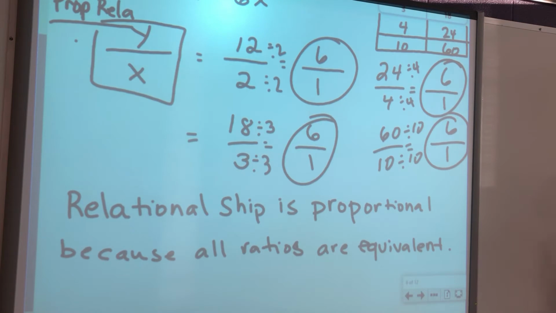So we know proportional relationships all have equivalent ratios. If someone were to ask you to explain why this is proportional, you know exactly what to write, correct? And you know why that's proportional.